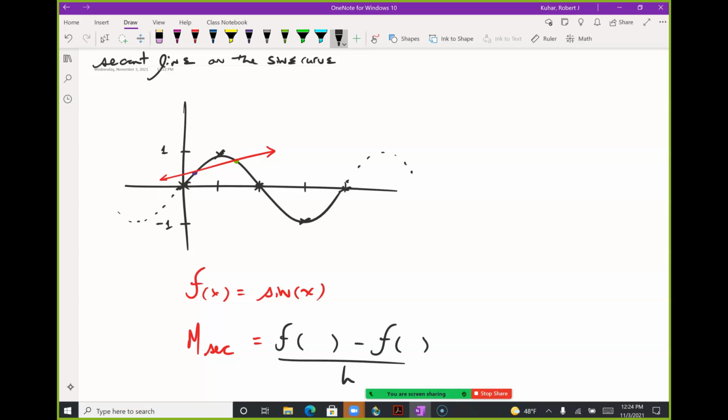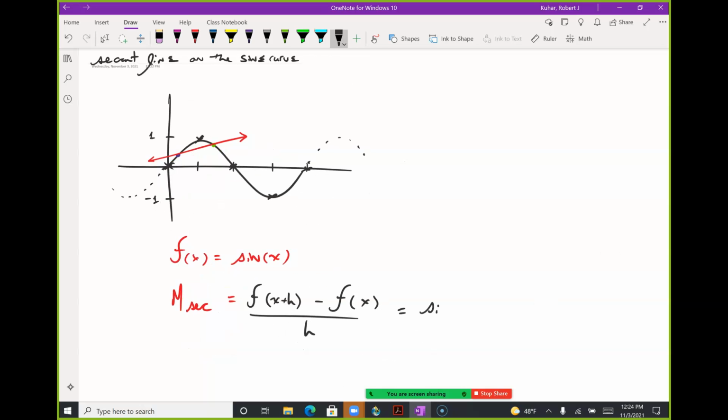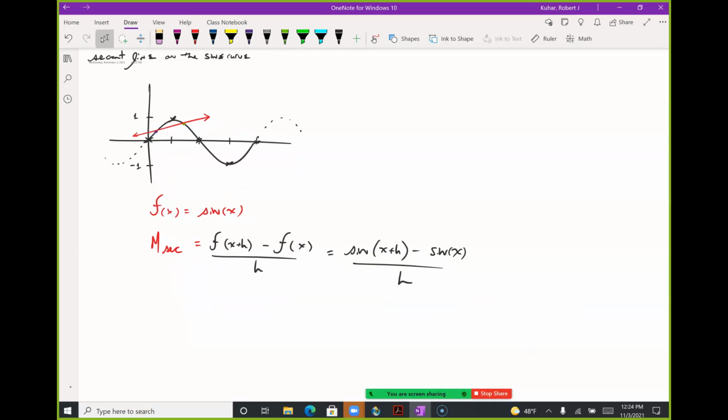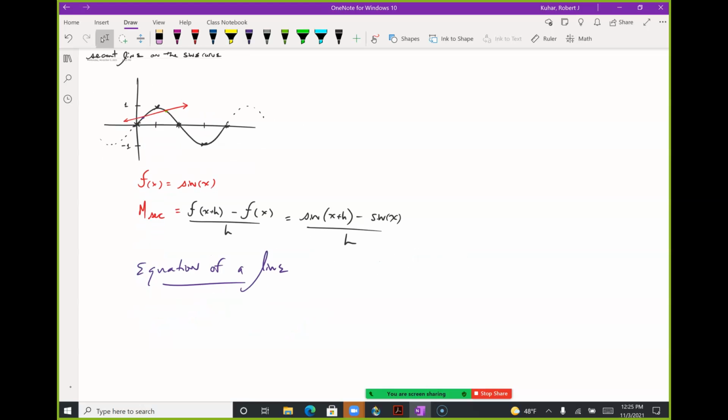Anybody? Is it f of x plus h, minus f of x, over h? Nice. And we had figured that out to be sine of x plus h, right? Minus sine of x all over h. And what's the equation of a line? y minus y1 equals m times x minus x1.